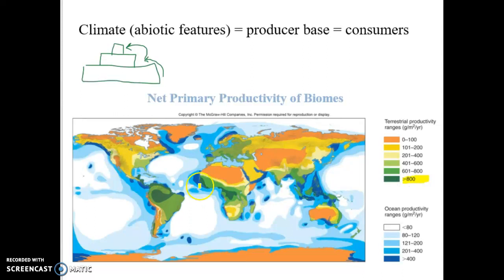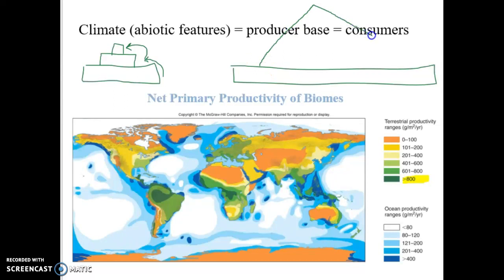Tropical rainforests, equatorial regions, have that type of productivity, which means their producer base is going to be massive. There's a lot of energy there. And that means you can stack up lots and lots of levels above it. So your pyramid goes way up when you have this big of a base.